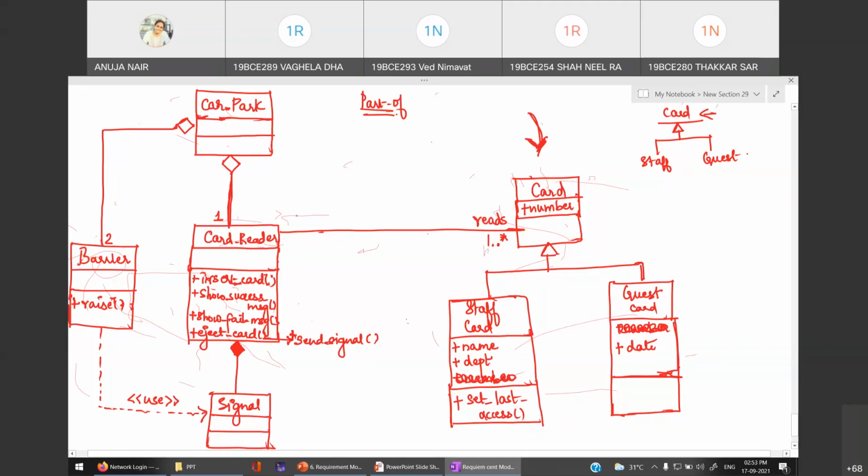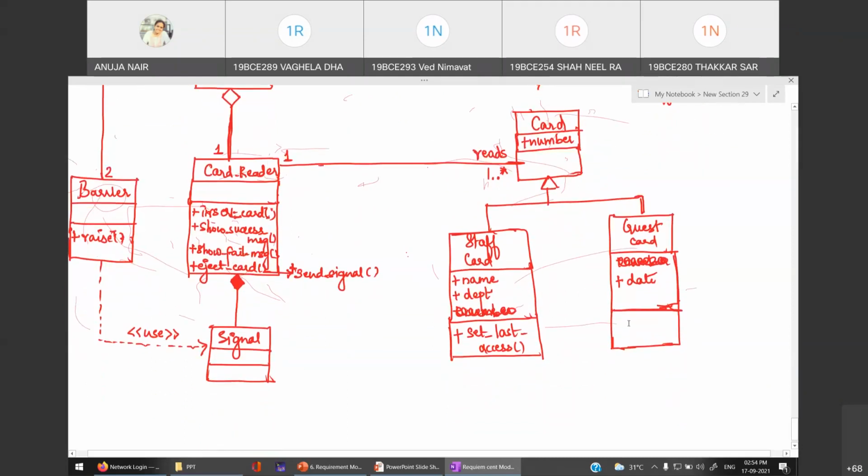And a card can go in how many card readers? But how many card readers are there actually? Only one card reader is there, no? So I have to write here 1. Okay, you need to consider in terms of that car parking scenario only. So a card can go only in one card reader as per our scenario. Right? So now what is left out?